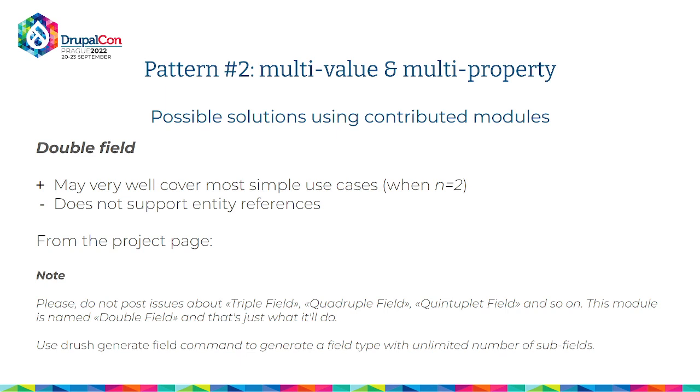There's also things like double field. So, if your need is just two fields, you're usually okay, but it doesn't really support entity references. And of course, as the project page has stated for many, many years, no triple field, no quadruple field, just go ahead and generate a field with Drush.